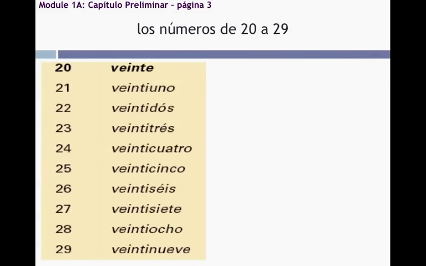As with the numbers 16, 17, 18, and 19, 21 to 29 also contract. They can be written as separate words. For example, 21. Contracting, you just take the Y away, the and away, you change the E to an I, and it makes the contraction, which, as in the numbers 16 to 19, is more common to see the contraction.